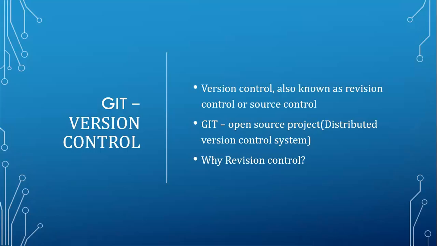So, what is a version control system? Version control is also known as revision control or source control. Here we are going to see the Git tool. It's an open source project and it's a distributed version control system.